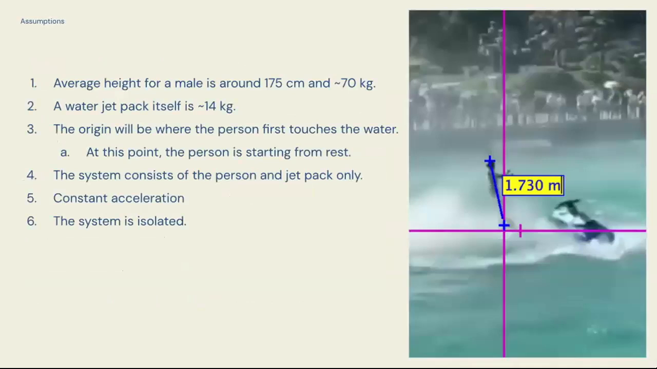Before we get started, we will have to make some assumptions and set our initial conditions. The first assumption we will be making is that the average height for a male is around 175 centimeters and weighs 70 kilograms. So we will be assuming these measurements for our subject in the video. Additionally, a water jetpack usually weighs about 14 kilograms, and the origin will be where the person first touches the water. At this point, the person is starting from rest. The system consists of the person and jetpack only. We will also be assuming constant acceleration and that the system is isolated, which just means that there are no external forces acting upon our system.